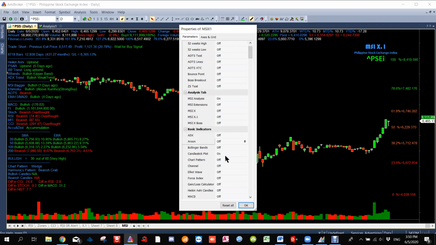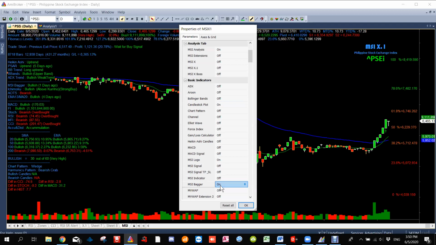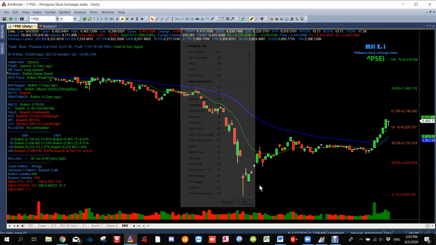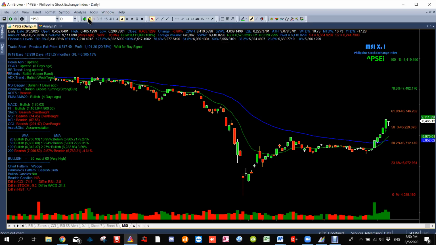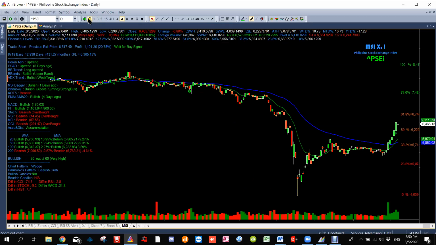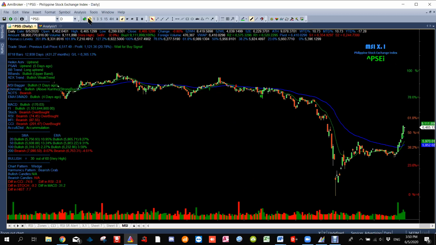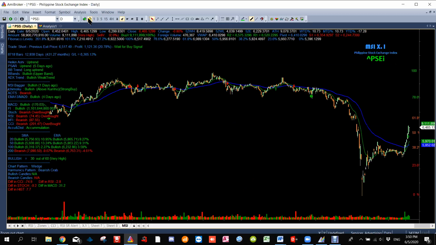We have here its crossover pattern. You can click on MSI Bagger. Okay. So as you can see, the MSI Bagger has just crossed. So let's see in the future when it will cross again as a bearish signal. If you want, we can do some sample analysis here on PSE where it had a buy and sell signal.